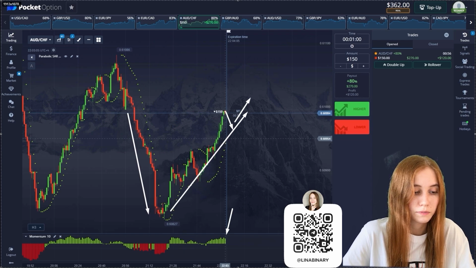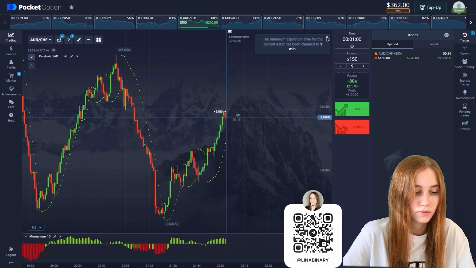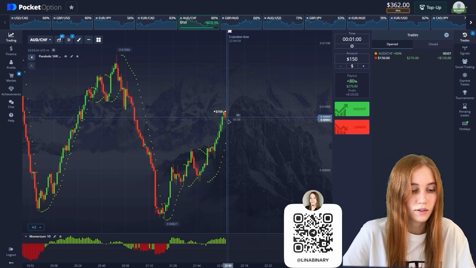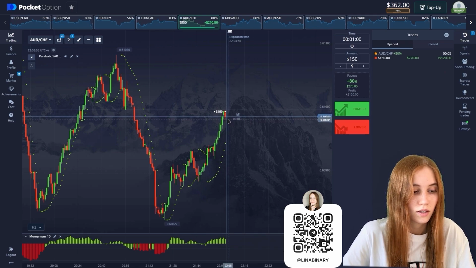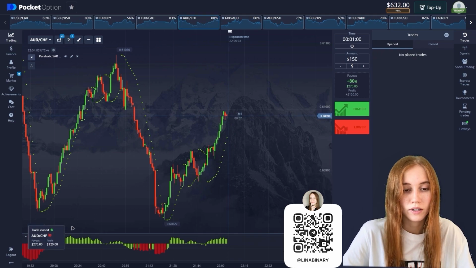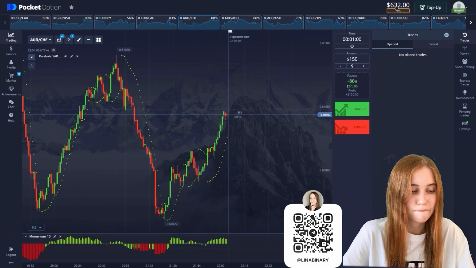Let's get a look. $150. 8 seconds left. Yeah, we see decreasing. That's good. Plus, deal. Profit is $120. The balance is $632.